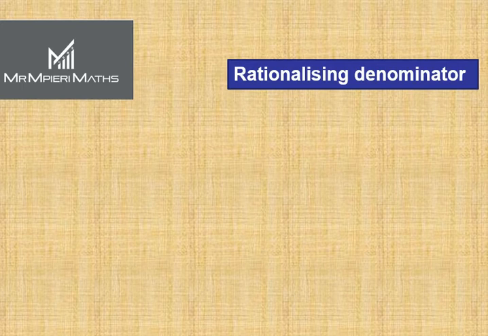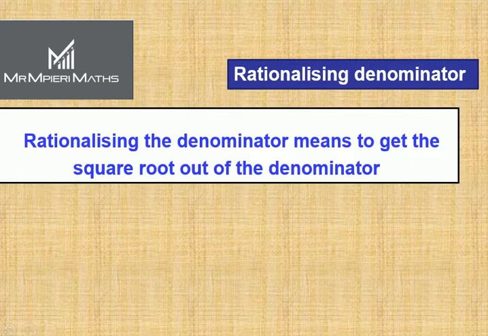Rationalizing the denominator of surds. Rationalizing the denominator simply means to get the square root out of the denominator. All it is, get the square root out of the denominator of a fraction.